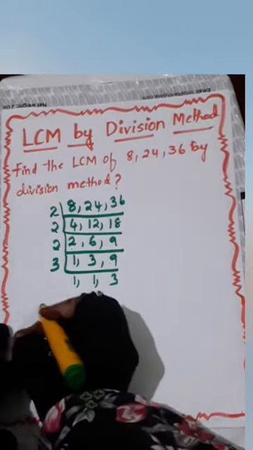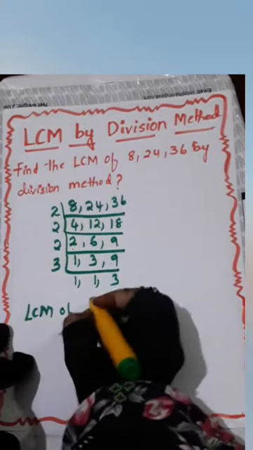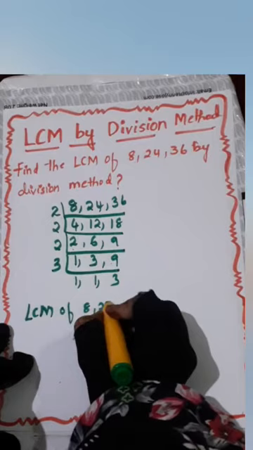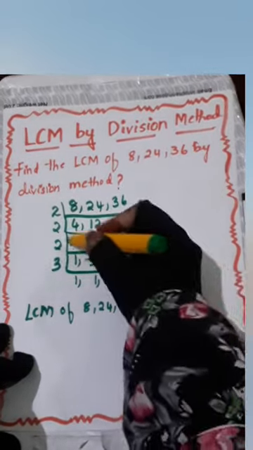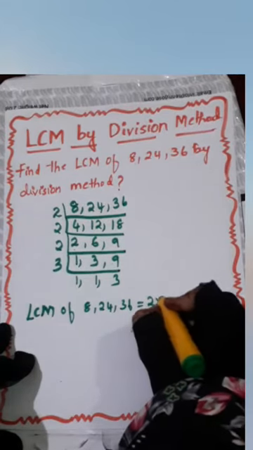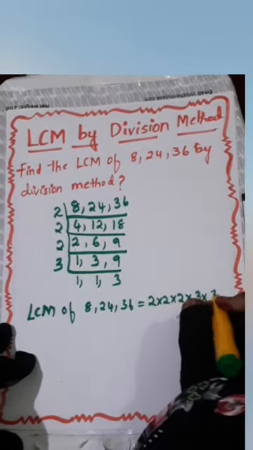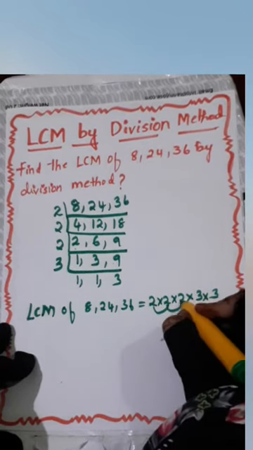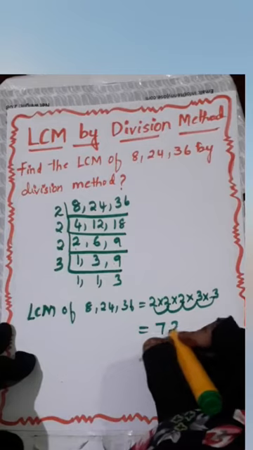Now what we have to do? We have to write LCM of 8, 24, 36 equal to, what are the factors here? See here, 2 into 2 into 2 into 3 into 3. 2 2s are 4, 4 2s are 8, 8 3s are 24, 24 3s are 72. So what we got? 72.